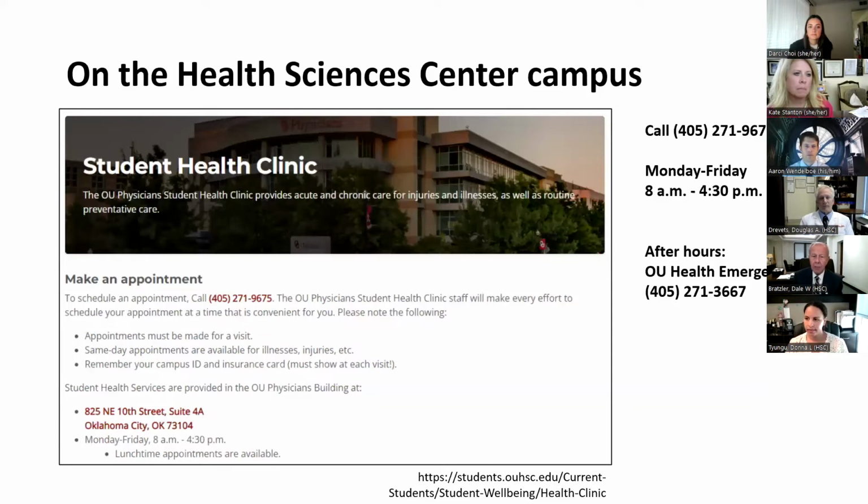And then on the Health Sciences Center campus, the Student Health Clinic is open Monday through Friday, 8 a.m. to 4:30 p.m. The phone number is 271-9675, or after hours, we actually do have an emergency care number, the OU Health Emergency Department, where you can call. Again, we're strongly encouraging people to call first if you think you may have been exposed, so we can talk to the health department and determine the best course of the evaluation for you.